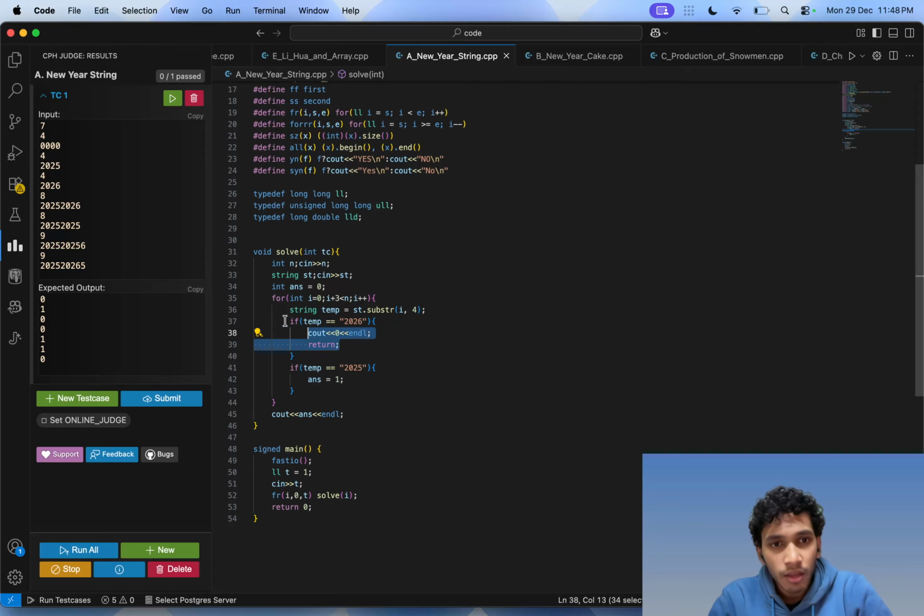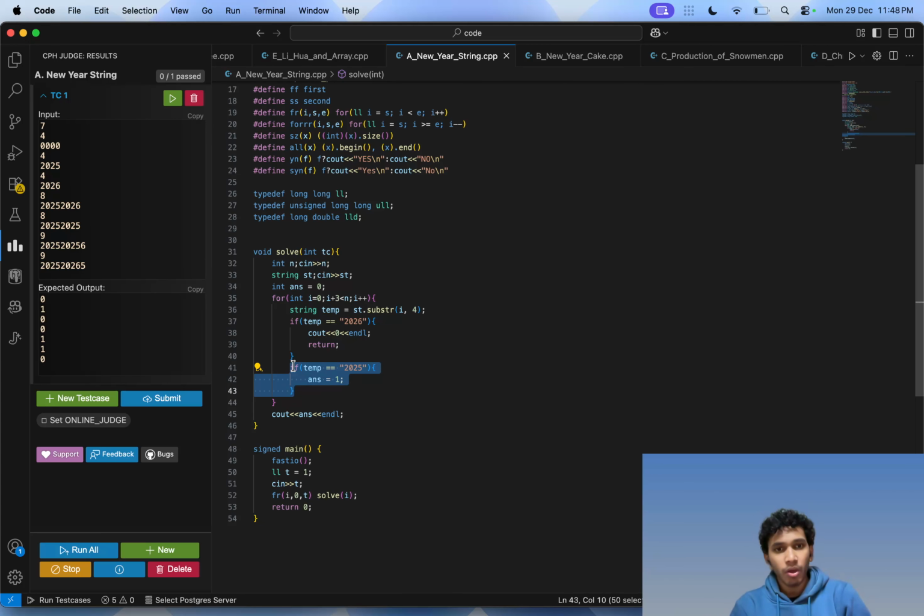Alright, and if 2025 is present, then in this case update our number of operations required to 1. Now if 2025 is present and 2026 is not present, we are sure that our string is a non-New Year string. And if 2025 and 2026 are both not present, our answer is still 0. That is, this condition is never satisfied. So according to both the cases, we just print the answer and we got this accepted.